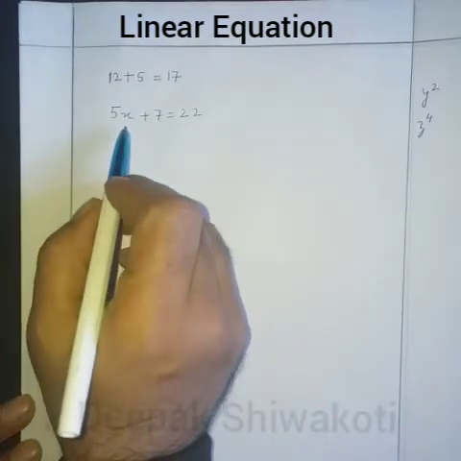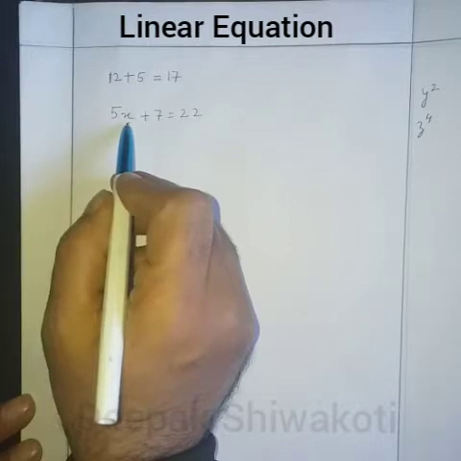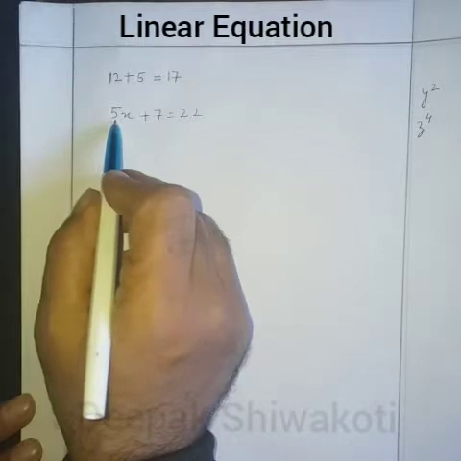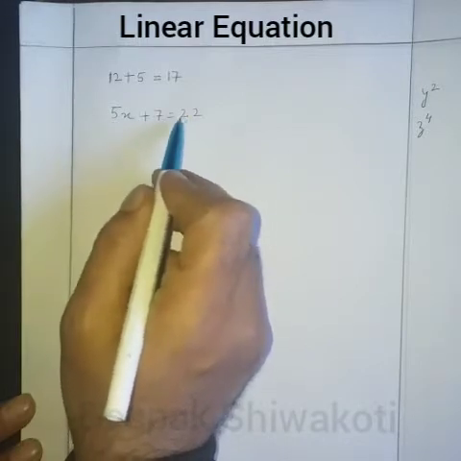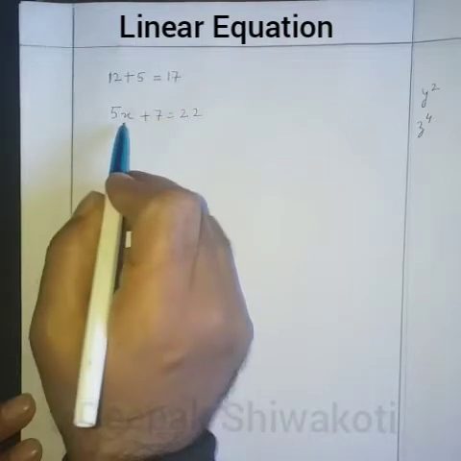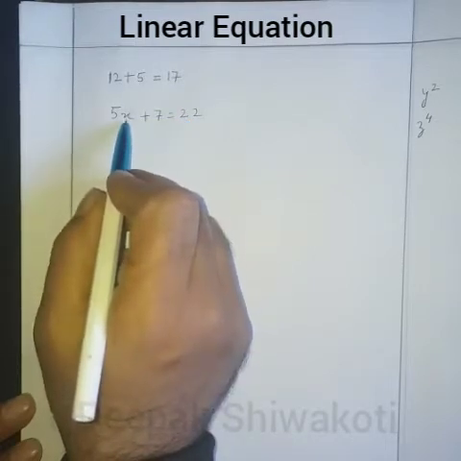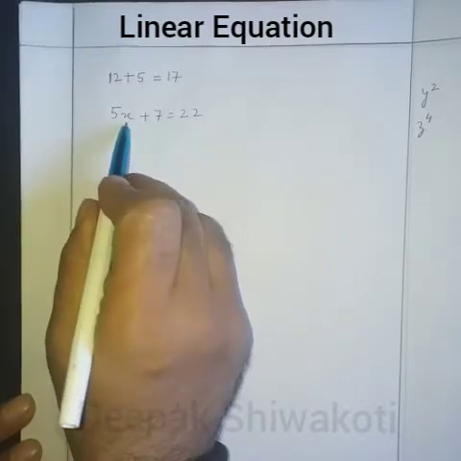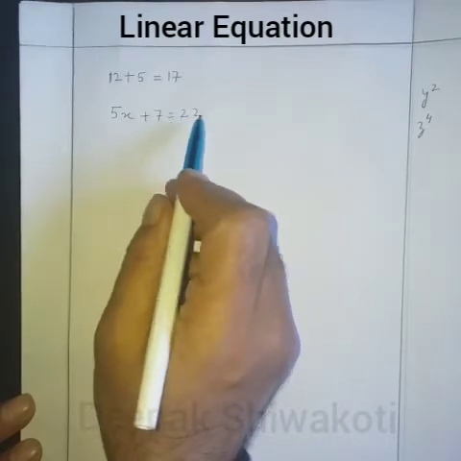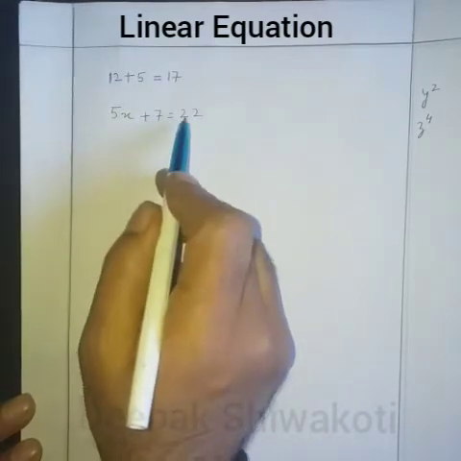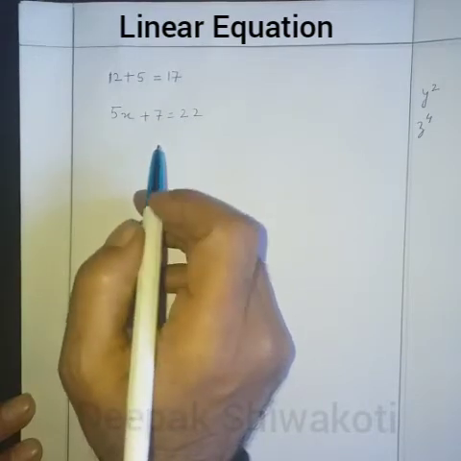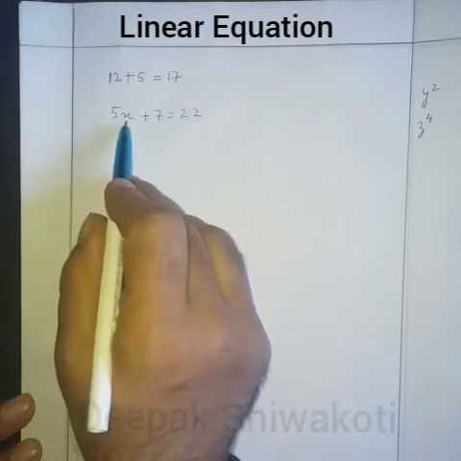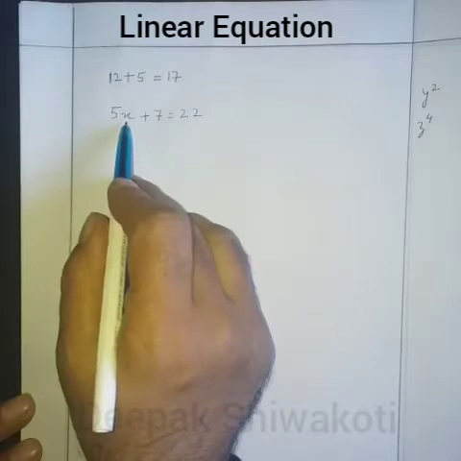A variable is that which does not have a fixed value. Like 5 is always 5 only, 7 also, 22 also. This kind of numbers are constants and this kind of numbers are variables because they change their values from time to time. So here one variable and the equal to sign, this kind of information is called a linear equation. In this chapter we'll solve for the values of the variables.